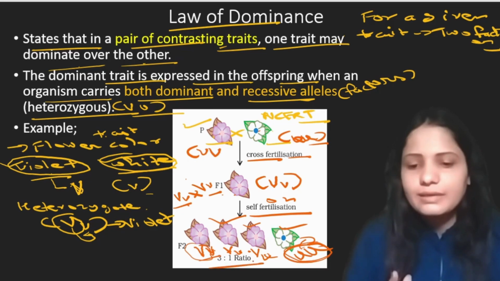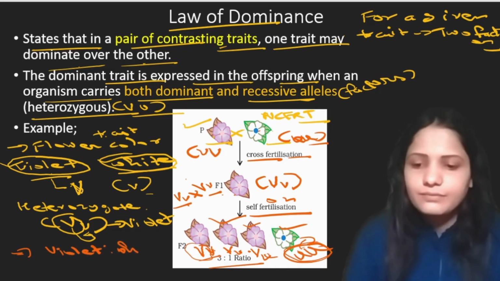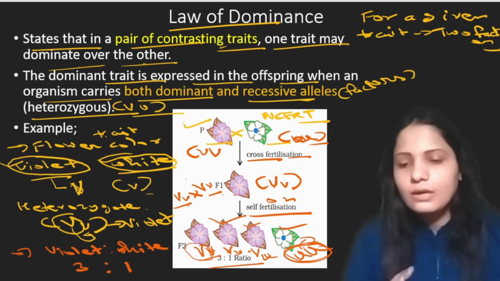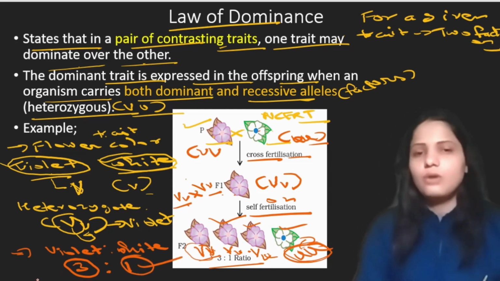So the ratio we get here is a 3:1 ratio, violet flower and white flower. We have this 3:1 ratio. Out of 4 offspring, out of 4 plants, we will have 3 violet flowers. We will have plants which have violet color and one is white.